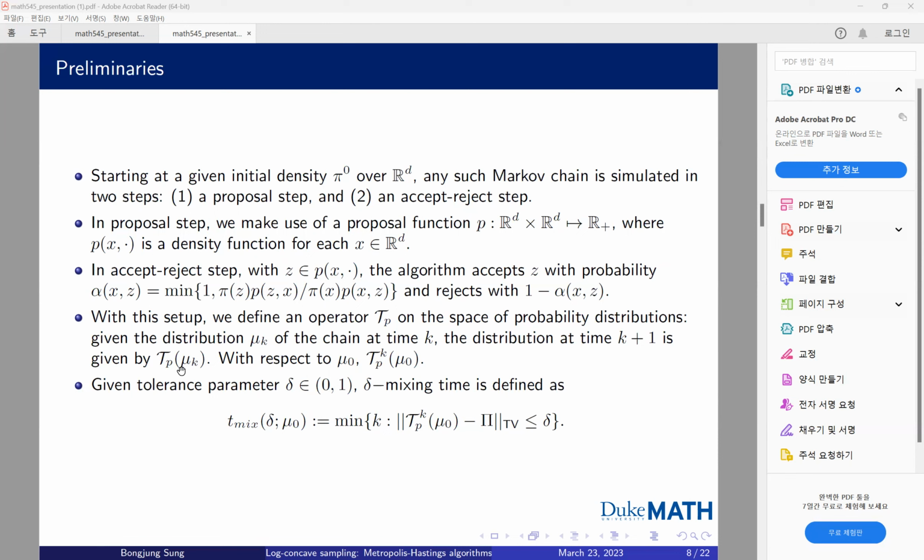With this, we can define an operator T_P on the space of probability distributions. Given the distribution mu k of the chain at time k, the distribution at time k plus 1 is T_P applied to mu k. Iteratively, we can express this operator as T_P to the power k applied to mu 0. We also define the mixing time for error tolerance parameter delta as follows. Delta is the upper bound for the total variation distance between the distribution at time k and the stationary distribution, and the mixing time is the minimum number of iterations needed to achieve this bound.